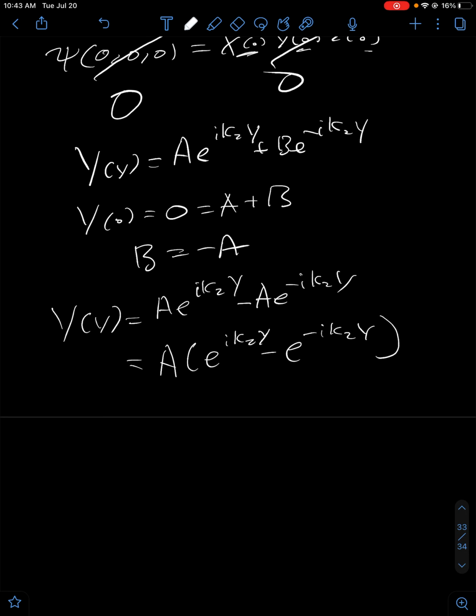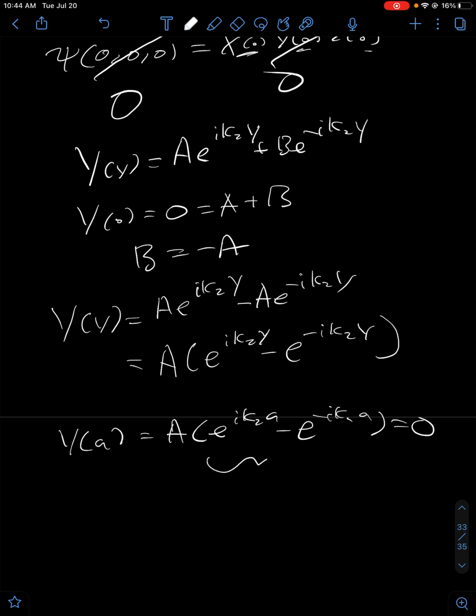Now we have to actually input y of a, which would be a times e to the i k2 a minus e to the minus i k2 a equals 0. But there's a problem. Well, not really a problem. We can still technically properly put in the boundary conditions for what k would have to be. But it's going to be a bit difficult if we keep using this form.